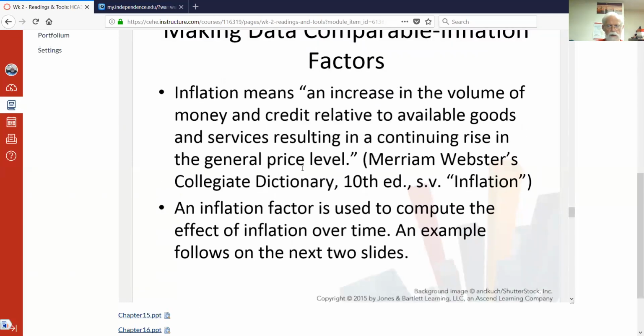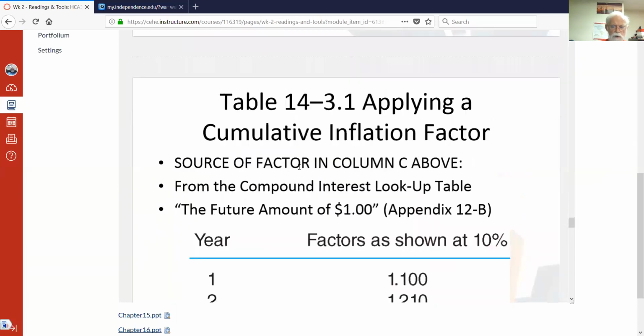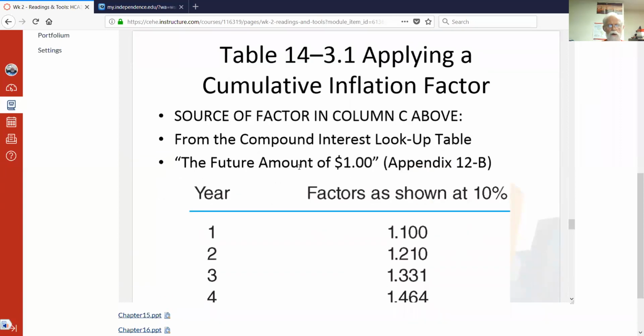Inflation factors. This is inflation. The definition here for inflation is rather wordy, but basically, again, this is related to the time value of money, because inflation is the increase in costs of operation that are related to time and other economic factors. And when we're doing our calculations, we actually have to look at an inflation factor.